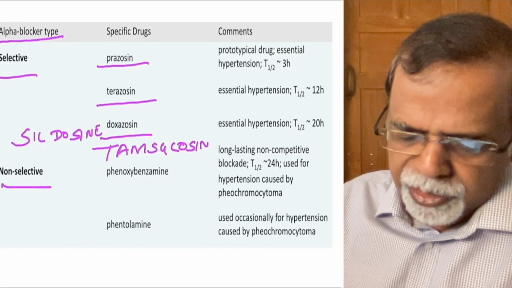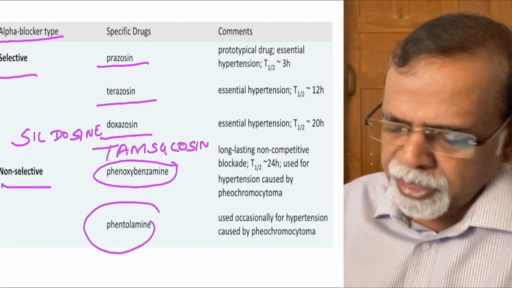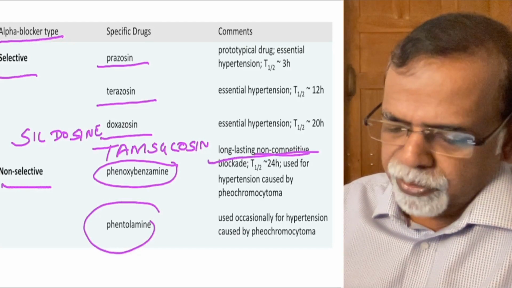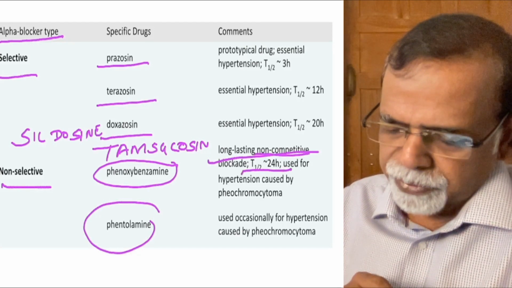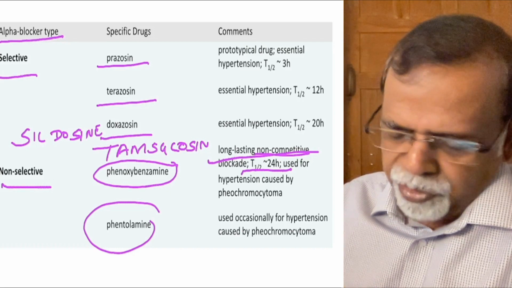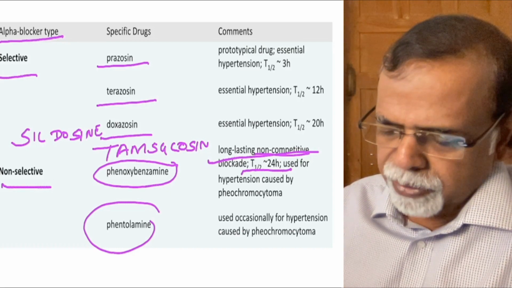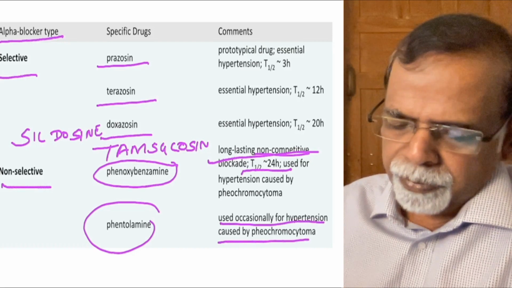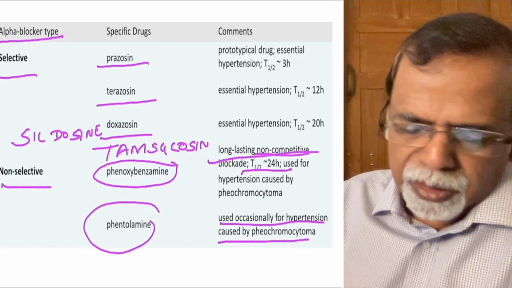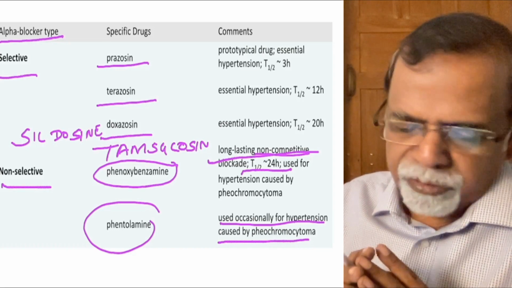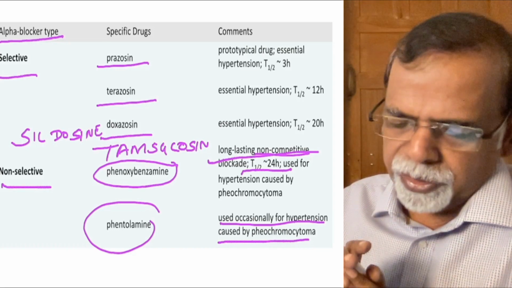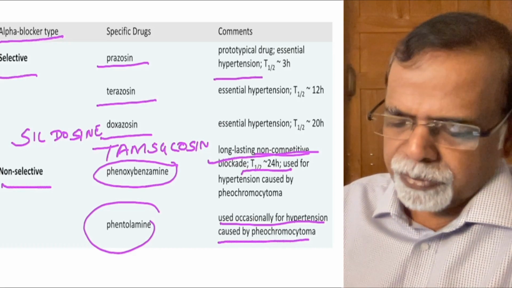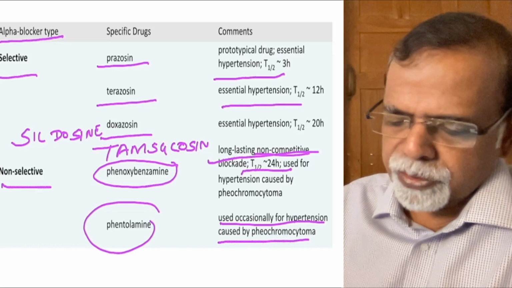Non-selective, remember phenoxybenzamine and phentolamine. Phenoxybenzamine has long-lasting action. It's a non-competitive inhibition, so the half-life is 24 hours. And phentolamine is short-acting; you can use it for hypertension caused by pheochromocytoma or cocaine abuse. And prazosin is the prototypical drug for alpha-1 blockade. It can be given in essential hypertension. Half-life is 12 hours.